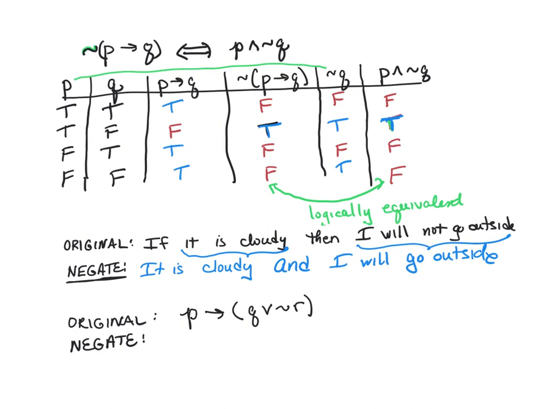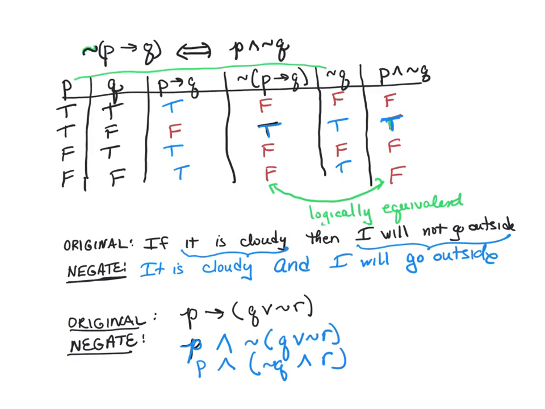All right, let's try negating this one symbolically. So if the original was if P, then Q or not R, then the negation would be P. We keep the antecedent. We put the conjunction there, but now we have to negate the consequent. But again, with DeMorgan's laws, we have to write not Q and R. And here again, we have DeMorgan's laws and the law of double negation. And that concludes the lesson.